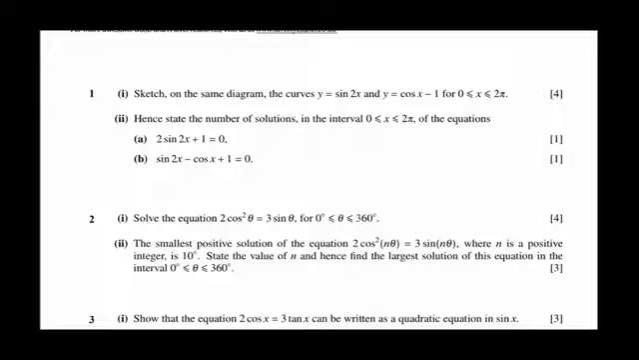Question 2. Hence state the number of solutions in the interval 0 less than or equal to x less than or equal to 2 pi of the equations A, 2 sine 2x plus 1 equals 0, and B, sine 2x minus cos x plus 1 equals 0.